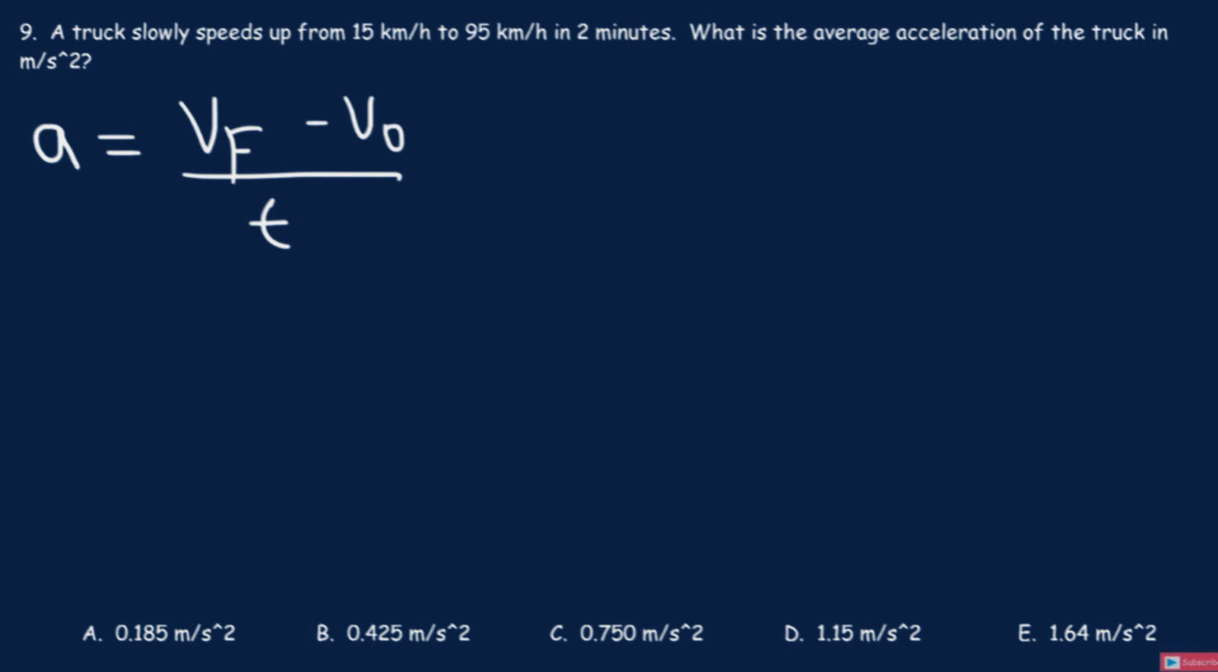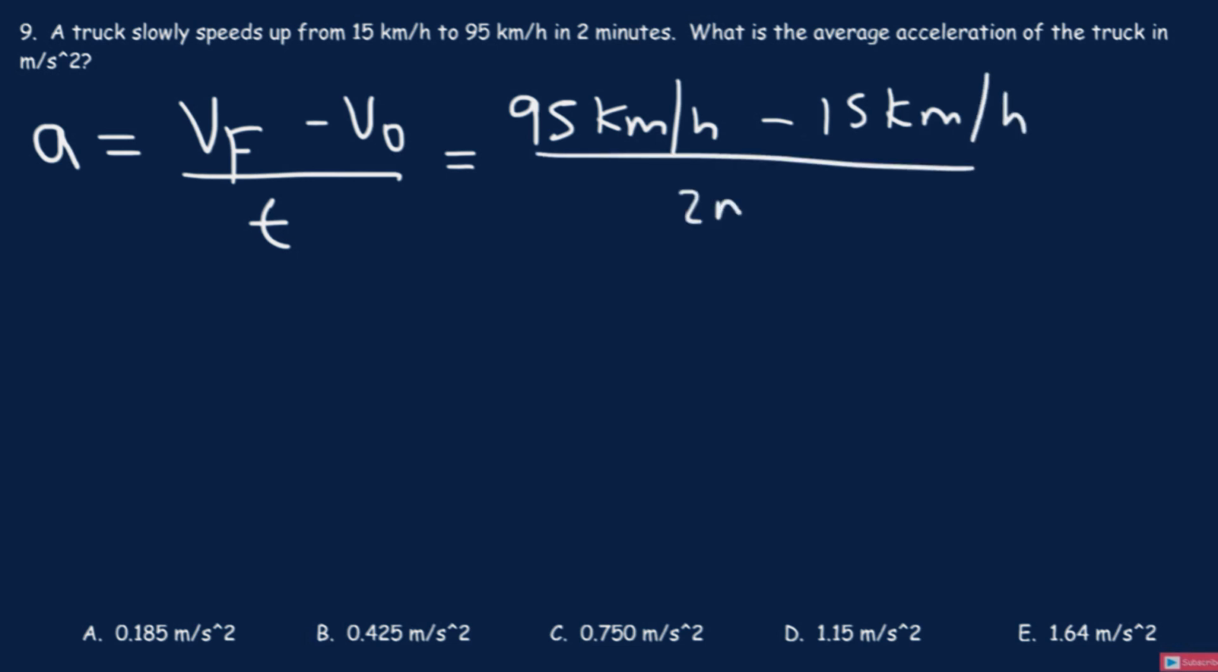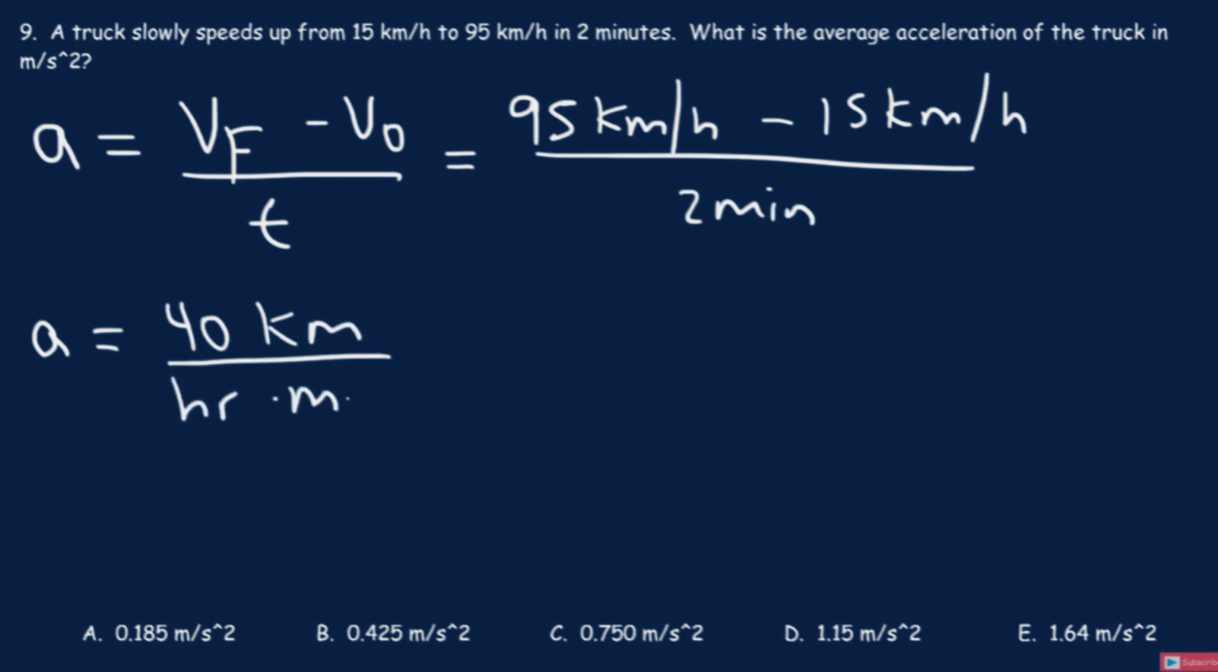The final speed is 95 kilometers per hour. The initial speed is 15 kilometers per hour and the time is 2 minutes. So 95 minus 15 is 80, divided by 2 is 40. So the acceleration is 40 kilometers per hour per minute. So now we need to take this value and convert it to meters per second squared.